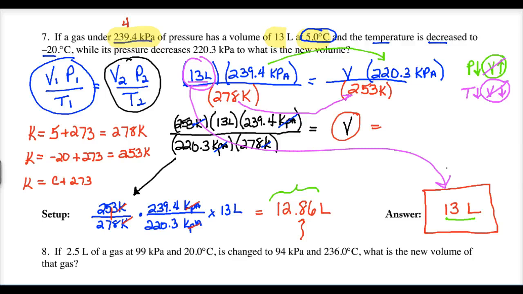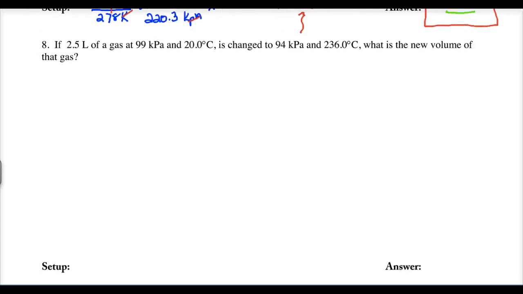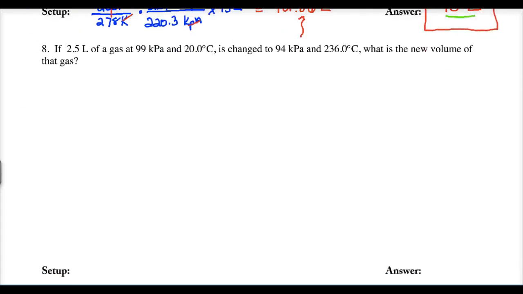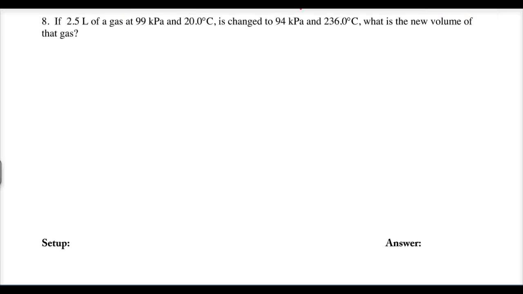I'm trying to make sense of the number that I have based on my intuitive understanding of these individual relationships. So I'm asking you to solve for V, set it up, give me this setup, come up with a number, and of course make sense of it. What I'd like you to do now is go on to number 8. Try this one, stop me, see what you get, and then I'm going to talk about what I get compared to what you have.